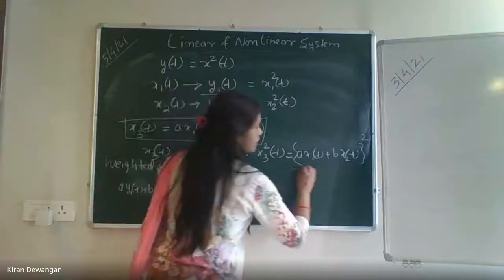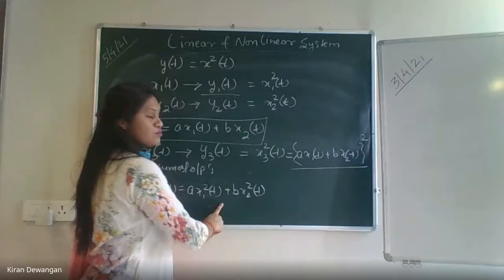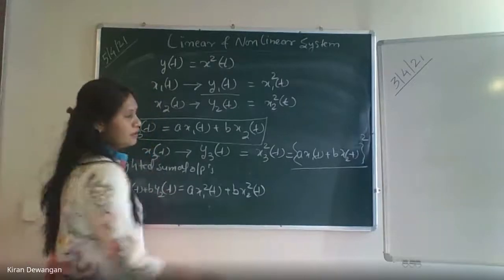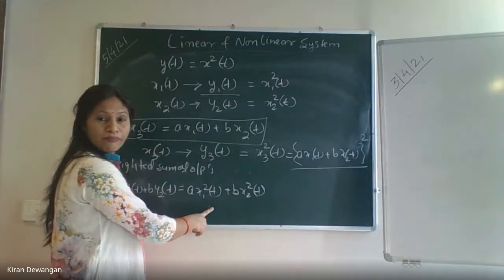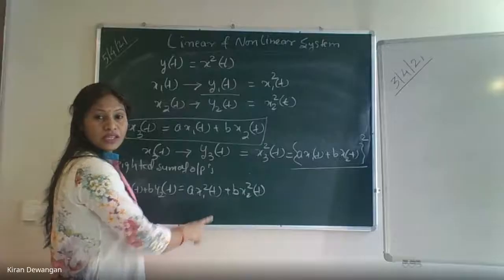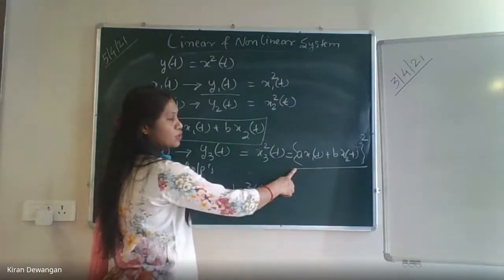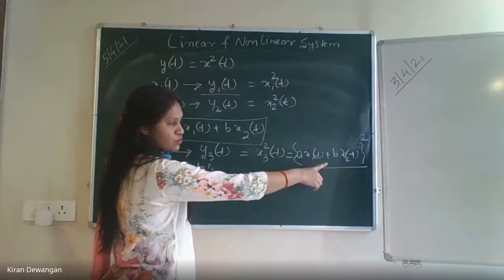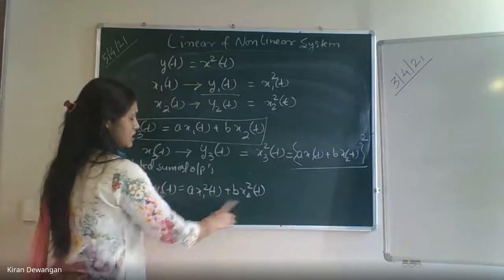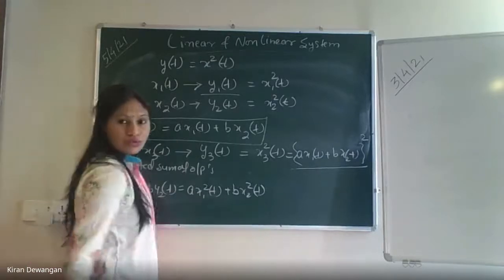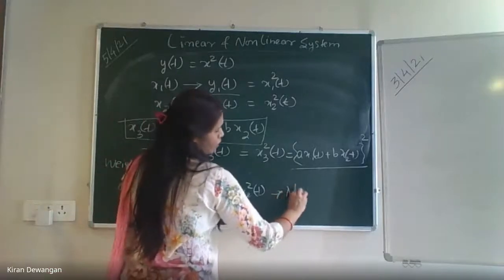But this one is the output due to weighted sum of inputs. Are these two same? Are they same? No, they are not same. They cannot be same. In fact, this becomes a square x1t square plus b square x2t square plus 2ab x1t into x2t. And this is just a x1t square plus b x2t square. So these two are not same. Hence, the system is a non-linear system.